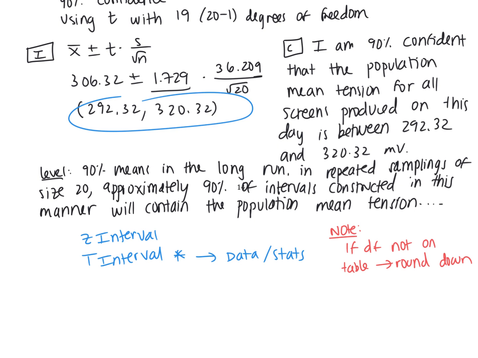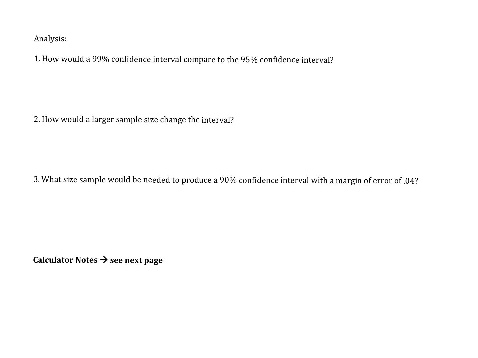Let's go to the next page real quick then and just do some rapid fire on these. How would a 99% confidence interval compare to 95%? 99% is wider. Yes, wider, not bigger. How does a larger sample size change the interval? What's variance? Yeah, it makes it narrower.